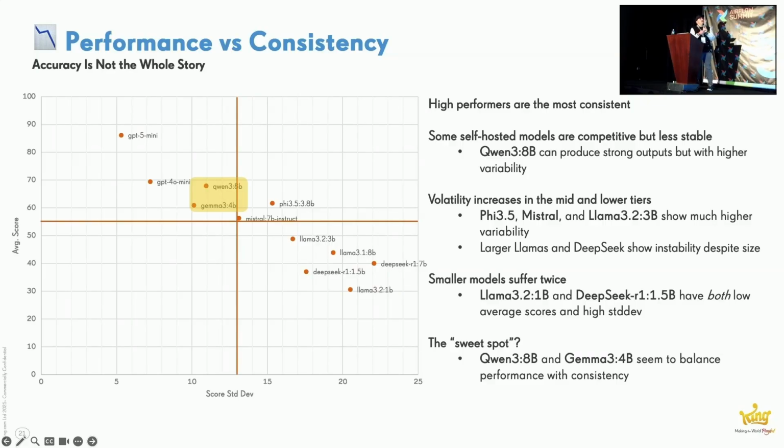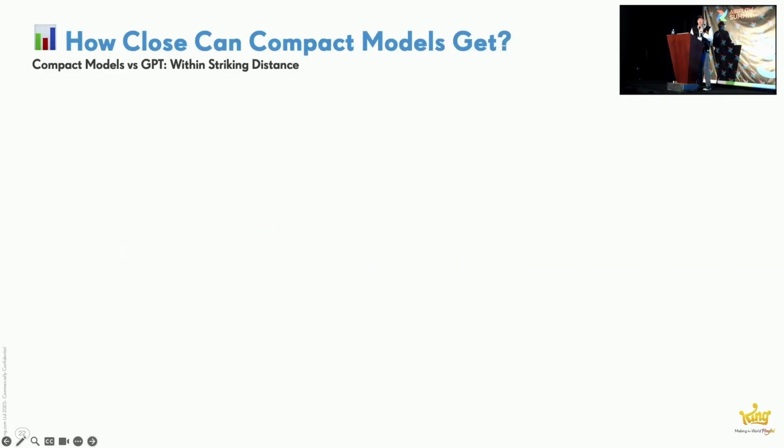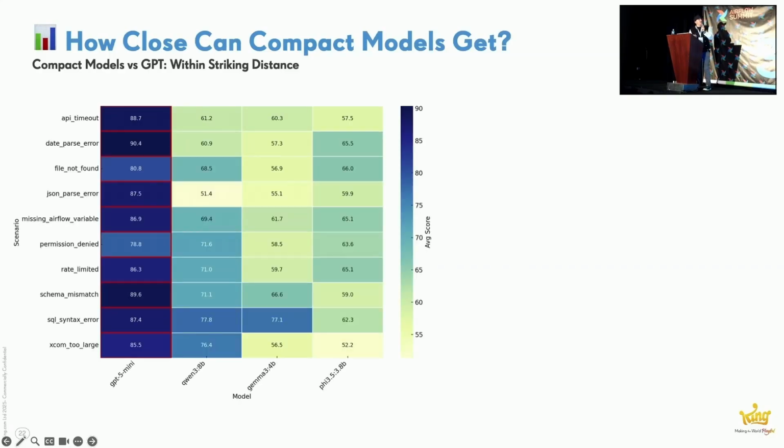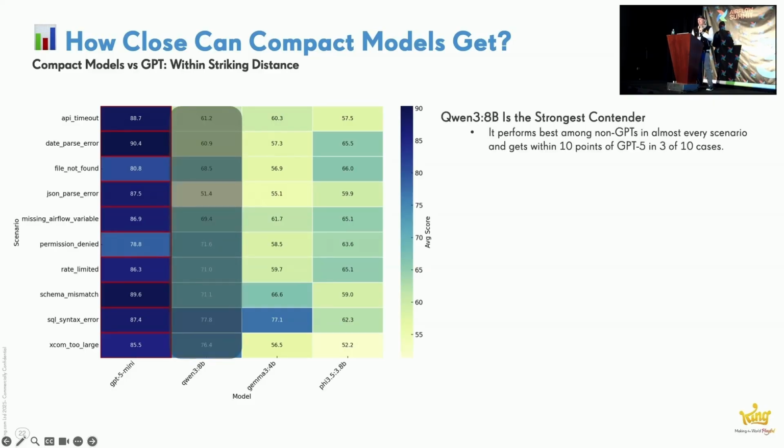I suppose if there's a sweet spot for these models, we might look at Qwen and Gemma up there as balancing average performance and decent consistency. So this chart here is focusing on these top 3 compact models and trying to compare them to GPT-5 to see how close they can get. Qwen comes out as the strongest competitor here, sometimes getting close to GPT by about 10 points.